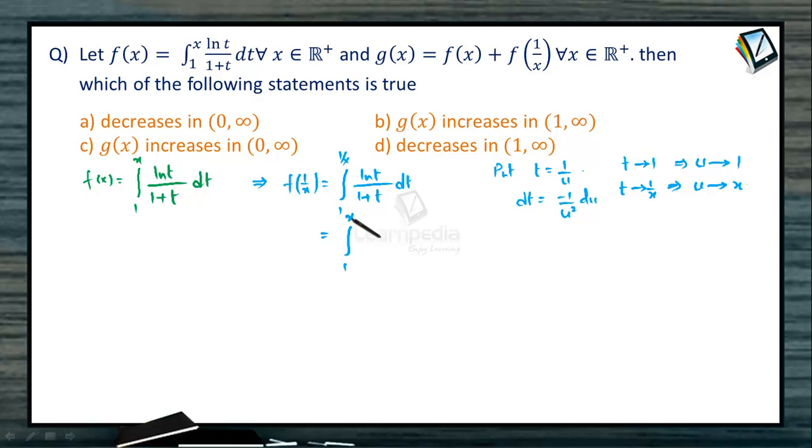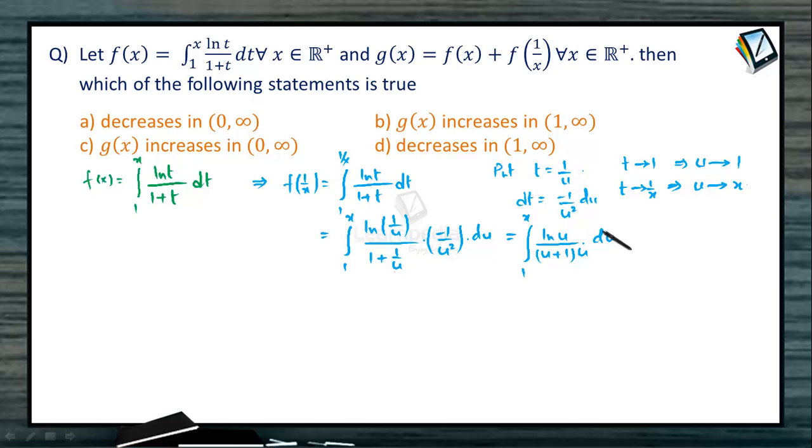Let us replace this and write the new expression. Then it is the integral from 1 to x of ln of 1 by u by 1 plus 1 by u, and dt will now be replaced by minus 1 by u square du. Now what is this integral if you observe? This is the integral from 1 to x. Ln 1 by u is minus ln u. That minus would again cancel with the minus sign here, and you are left with ln u by u plus 1 into u du.